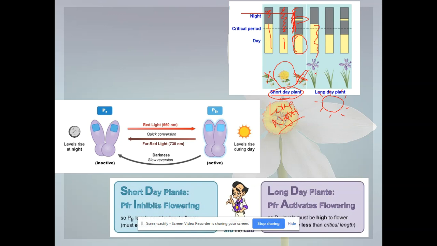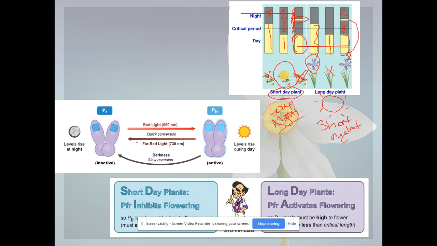So here, lots of sunshine, happy flower. Little bit of sunshine, no flower. Little bit of sunshine, but also we interrupted that night and we end up with flowers because he thinks he has a short night. So long day, short day, not the greatest descriptors. It really should be long night, short night.